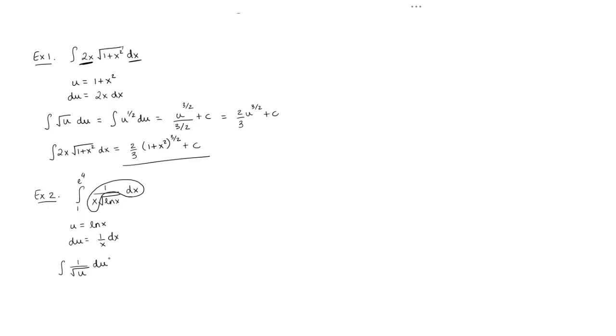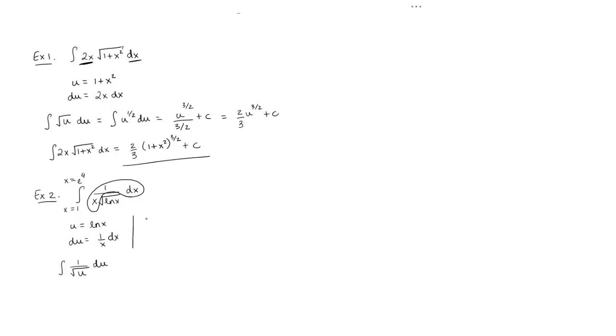Now here's the tricky part. I cannot write 1 and e to the 4 as my bounds for this integral, because going back to my question, these bounds are actually in terms of x. I can't have an integral whose contents are in terms of u and bounds are in terms of x. That's not how it works. So I'm going to erase that, and let's go ahead and find our lower and upper bounds in terms of u.